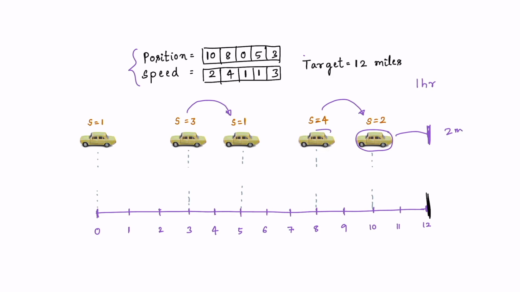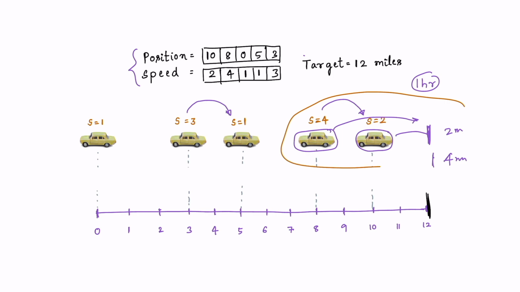And the car at position 8 will also get to the destination in 1 hour because it is 4 miles away from the destination and it travels at a speed of 4 miles per hour. So it takes 1 hour for it to get to the destination. And the problem statement says a car fleet can be formed at the destination as well. So these two cars will form a fleet at the destination. And these two cars will form a fleet before they reach the destination.